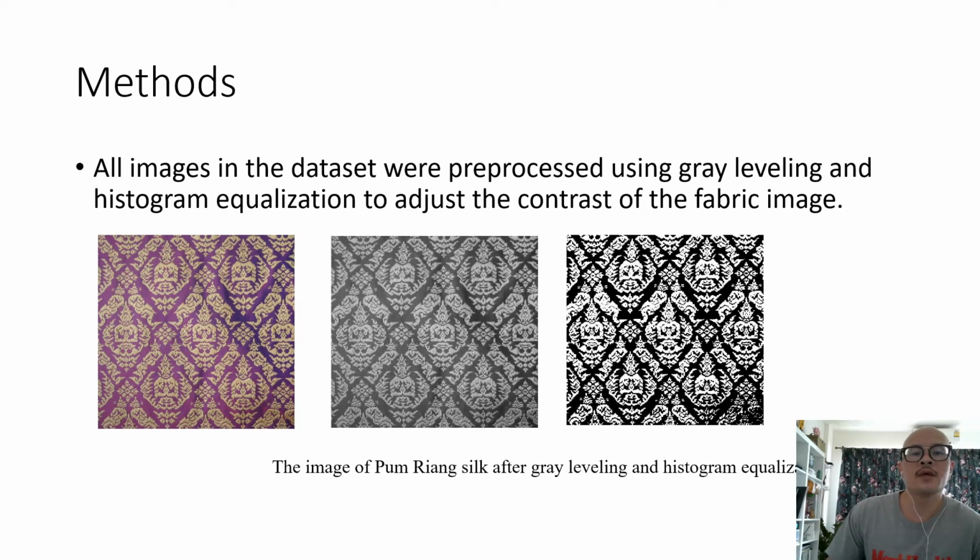All images in the dataset were pre-processed using gray leveling and histogram equalization. These two processes aim to adjust the contrast of the fabric image. For example, ผ้าไหมพรมเรียง on the left hand side of your slide will be passed to the gray leveling process, and then the result is passed to the histogram equalization on the right hand side of the slide.